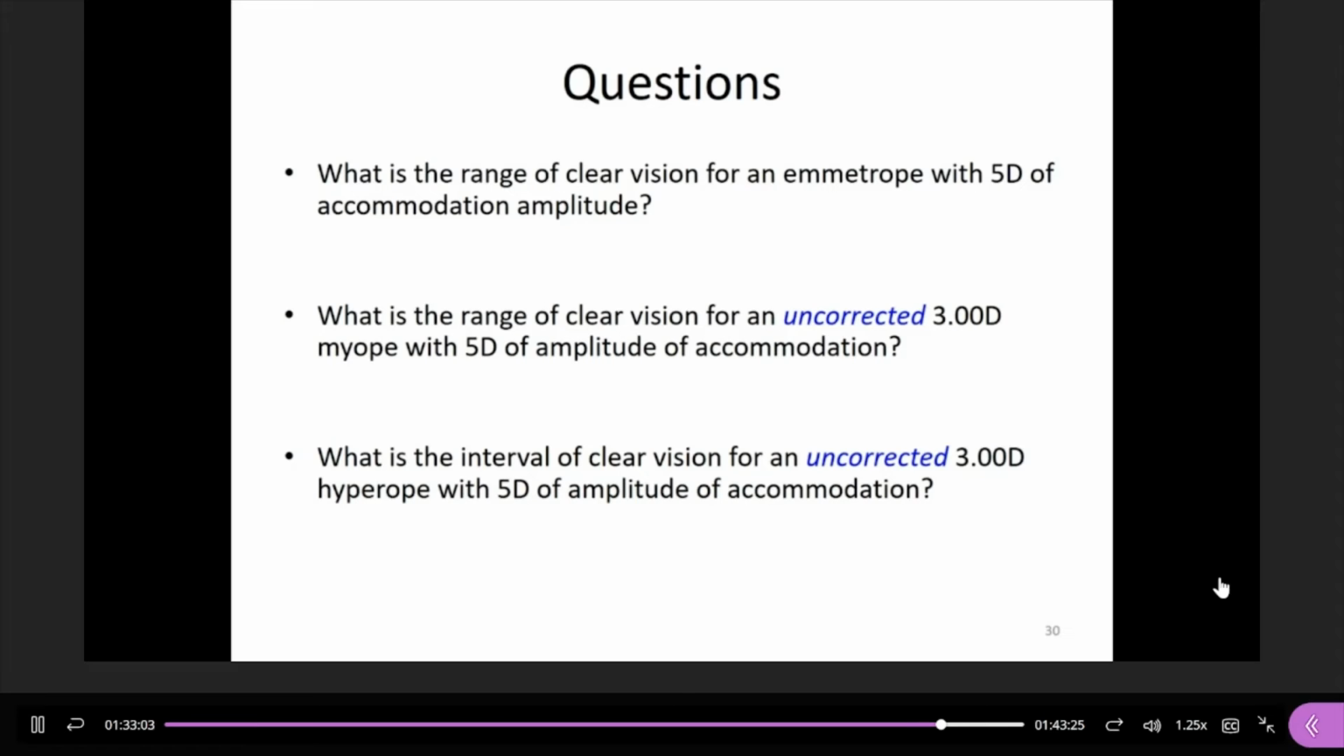Okay, let me see. Okay. If you have any questions, you can just type in the chat box. So for the first one, the emmetrope, 5 diopters of accommodation stimulus. Okay. So where would be the far point? Anyone?